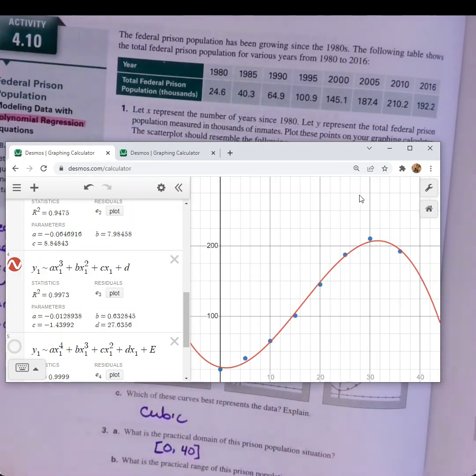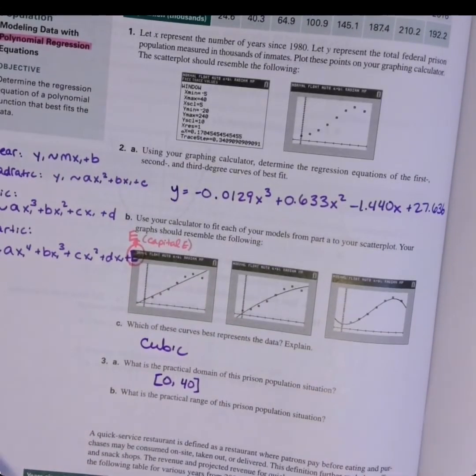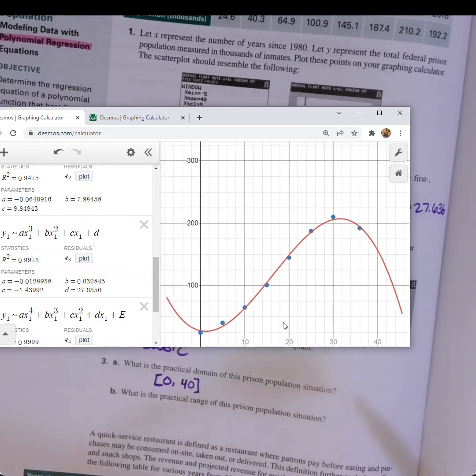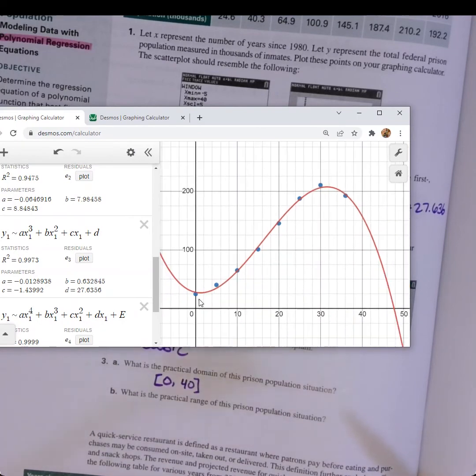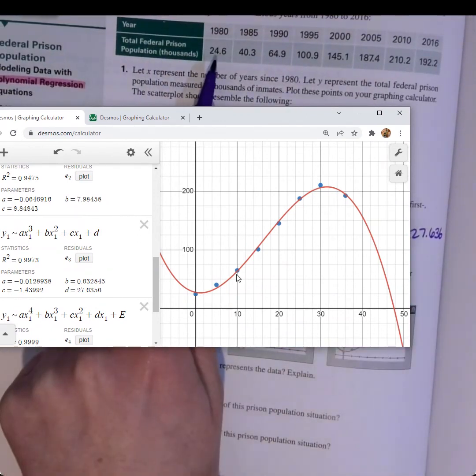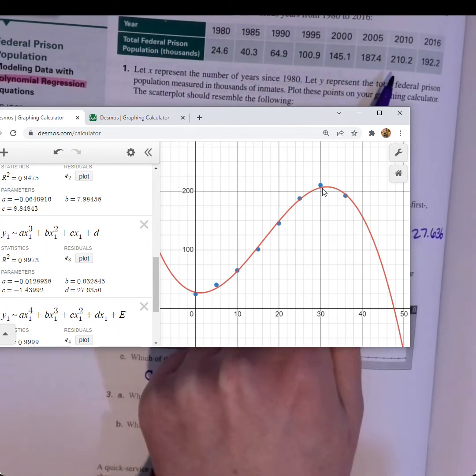Okay. Domain's a little iffy. We need to just think about the situation, think about what we know about the data, and try to make a determination about what values for input will make sense in context. Okay, practical range. All right. The lowest value that we were given intel about was the 24.6. The highest value that we were given intel about was the 210.2.